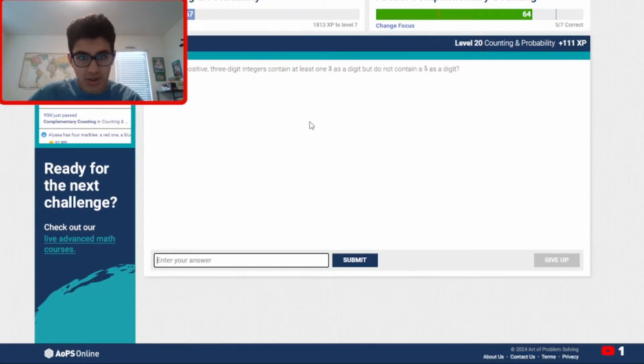How many positive 3-digit integers contain at least one 3 as a digit but do not contain 5 as a digit? So the complement of this will be, wait, I don't know how to do that because you're basically trying to do the opposite of that. But that could be having zero threes.